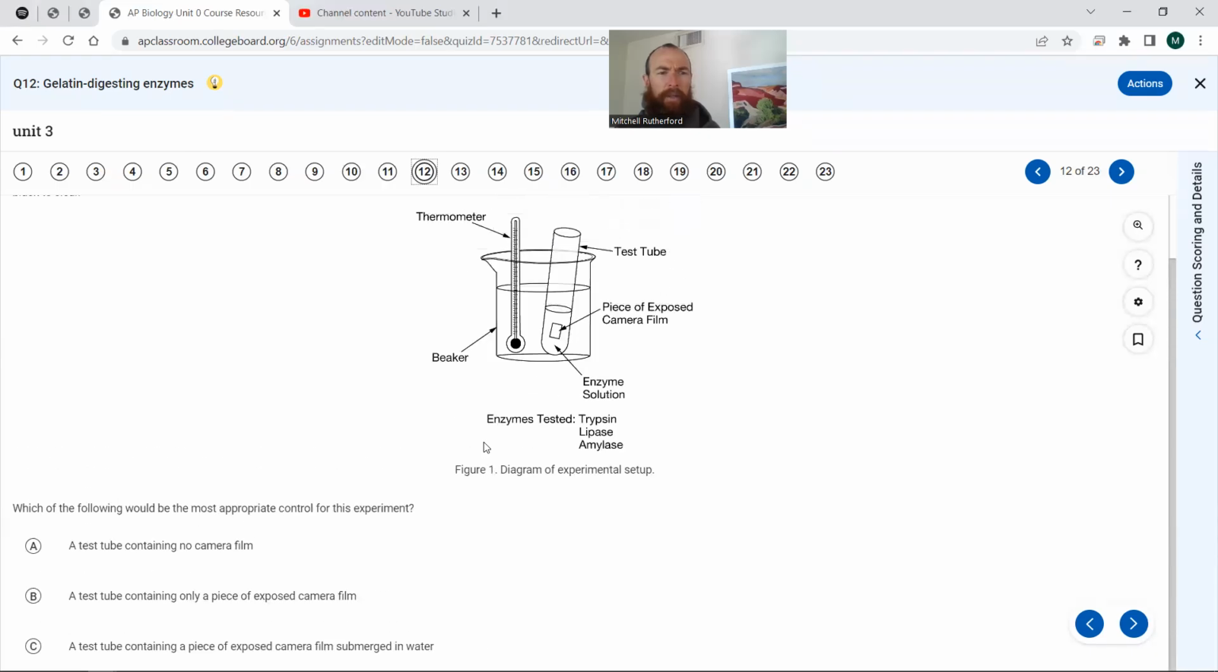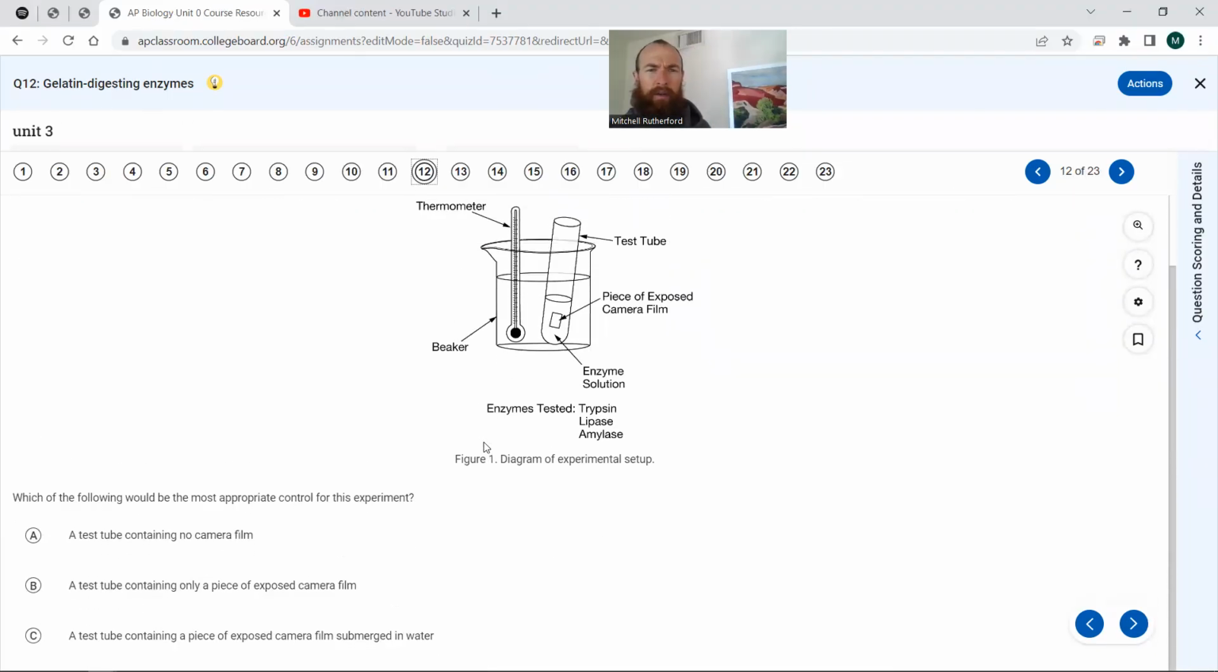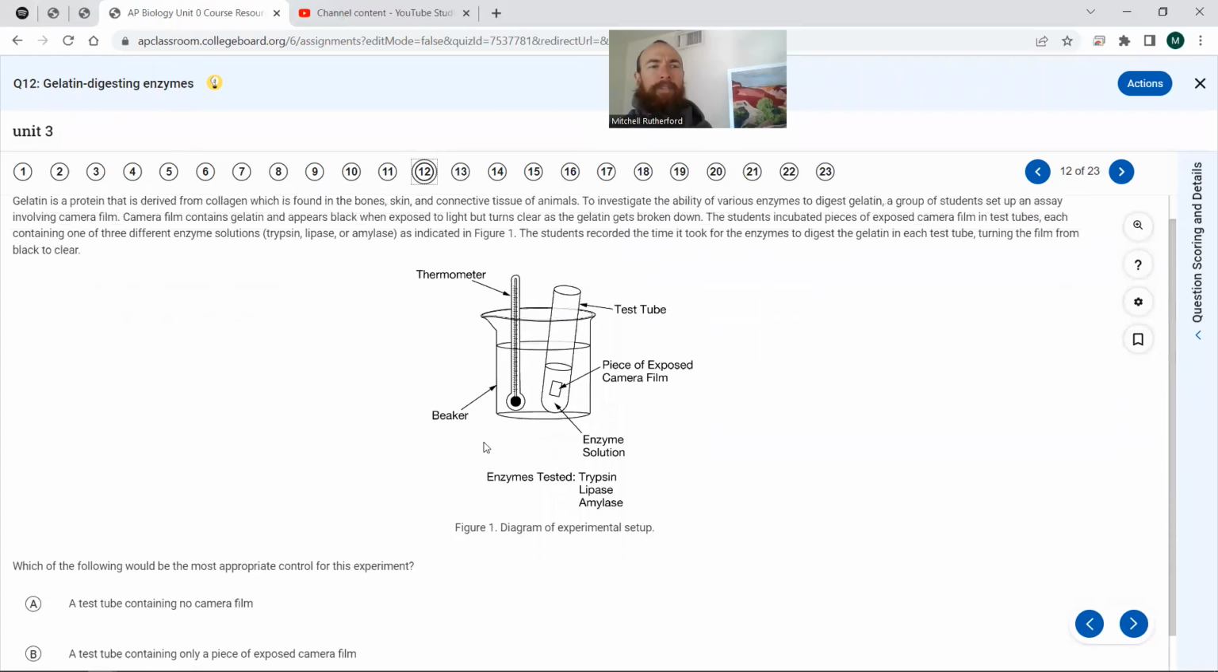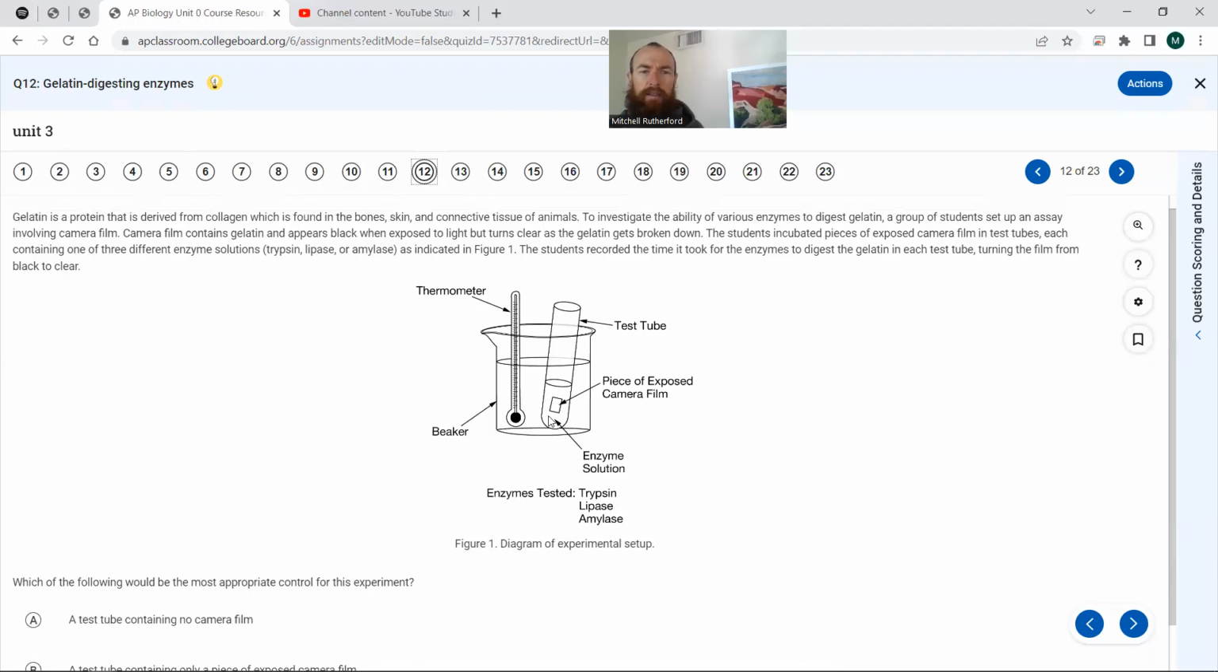So let's try the control in this experiment. The control is a good example of, they want to test it and just see, let's imagine, we're putting 3 different enzyme solutions. What if we just put no enzyme solution? What if we put the exposed camera film in just water? And see, okay, because maybe the camera film was just digesting in water. It has nothing to do with the enzyme. So I know that that's going to be the right test here.